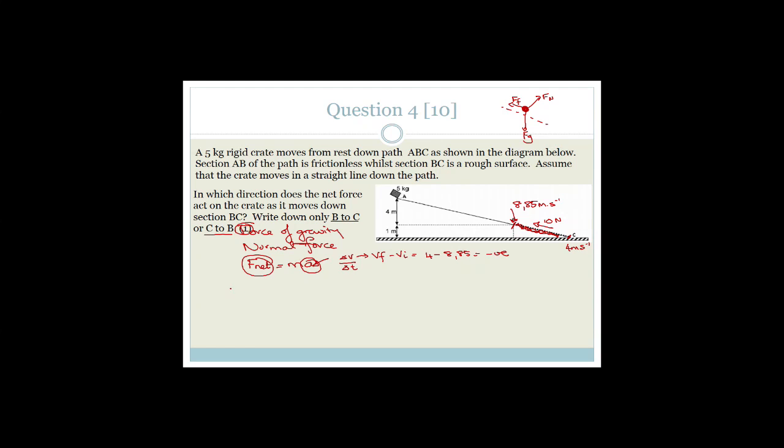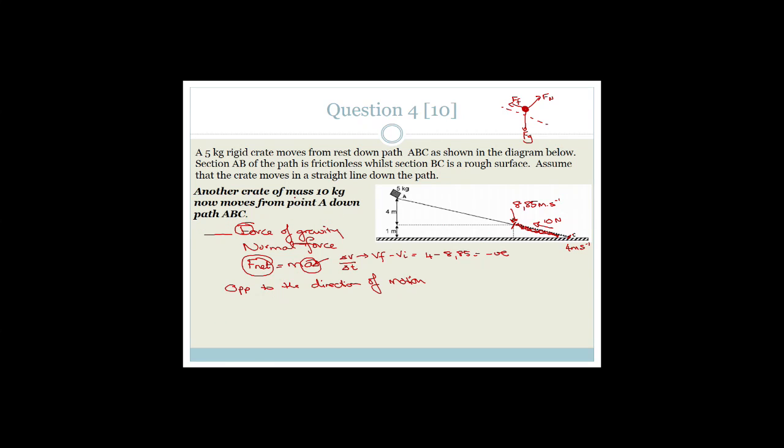And what does negative mean when we're talking vectors? It means opposite to the direction of motion. A minus sign when we're talking forces can actually be quantifiable, but it's usually to do with direction. Okay, so which way is the net force going? It is going from C to B. It's going up the hill.